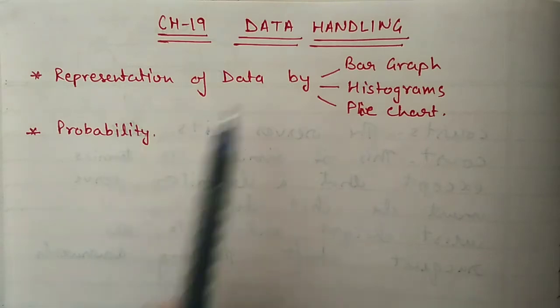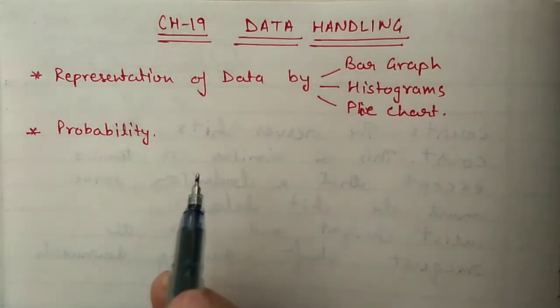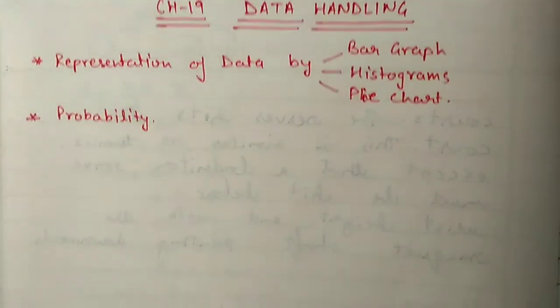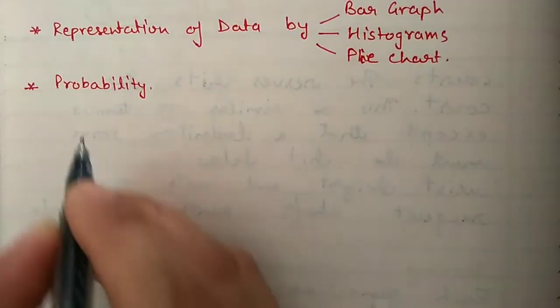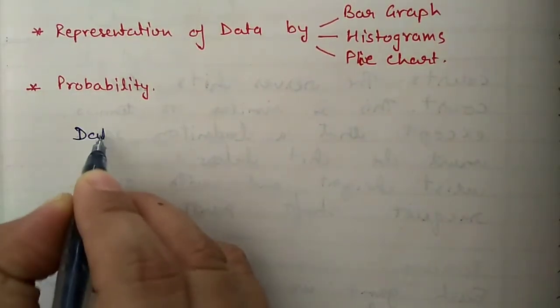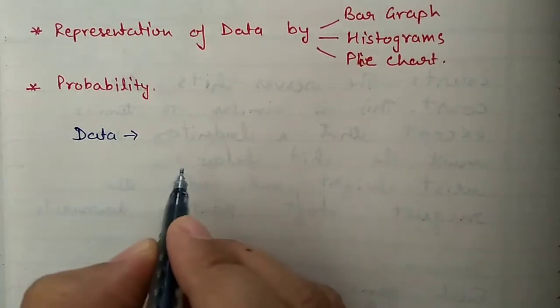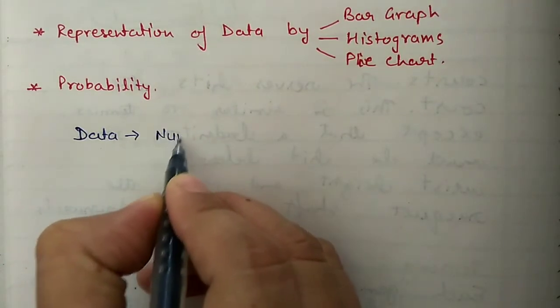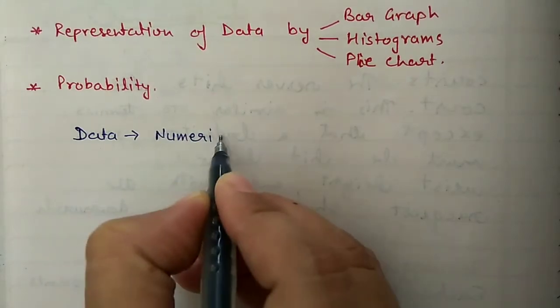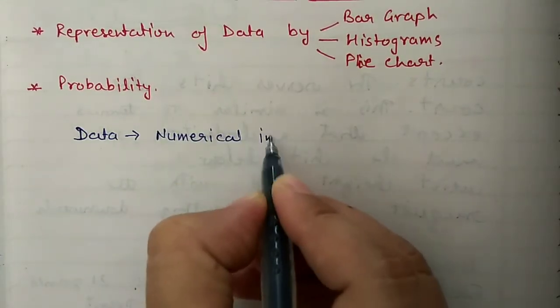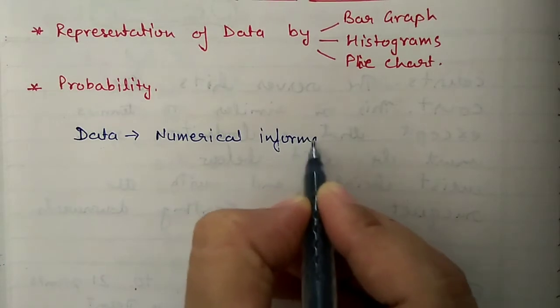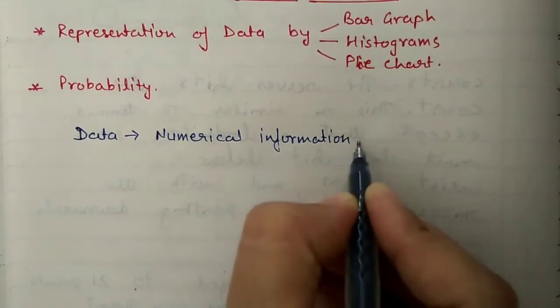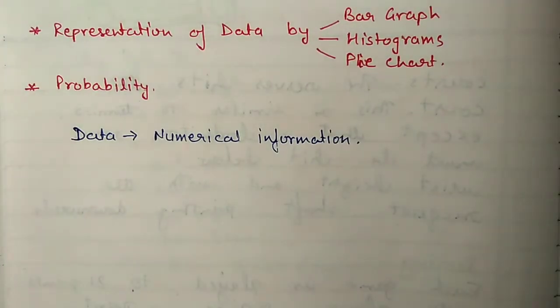First I will give you a little introduction about data handling and then we will start the first exercise. So first thing is, what is data? Data means the numerical information, whatever information we have collected in numerical form, that we will call as data. In our day-to-day life we collect many informations, and from that only the numerical information we will call as data.